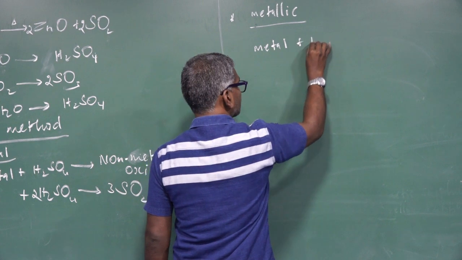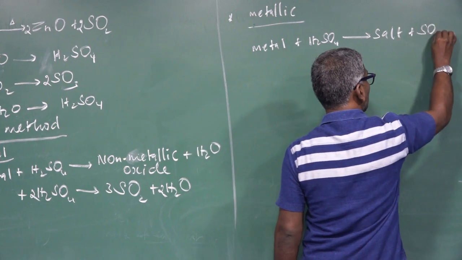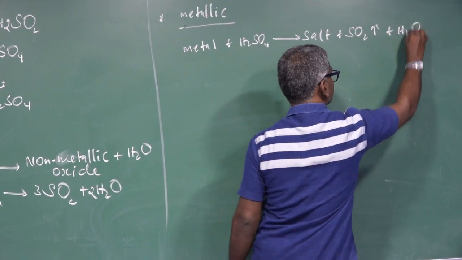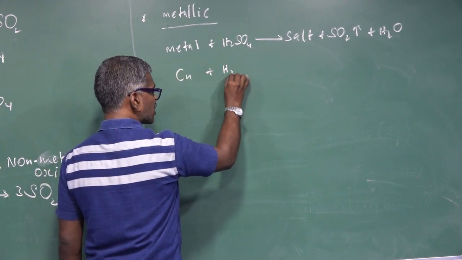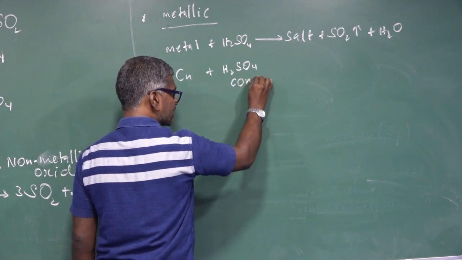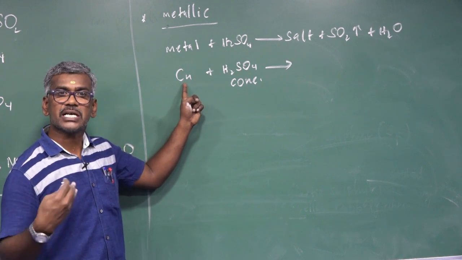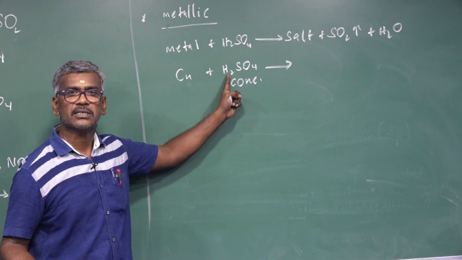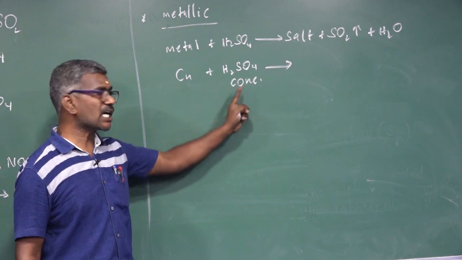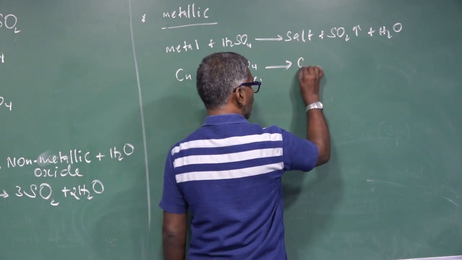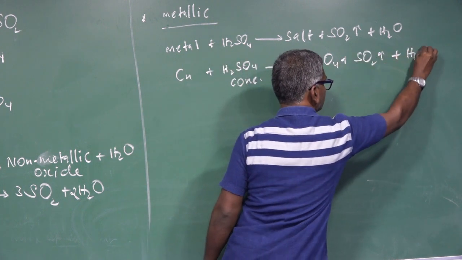Metal reacts with sulfuric acid to form salt plus SO2 as a gas plus water. This is the formula. Metal, for example copper, reacts with H2SO4, that is concentrated. Dilute sulfuric acid does not react with copper because copper is a weak reducing agent and cannot displace the hydrogen from dilute sulfuric acid, but they react in the presence of air. Here, metal reacts with concentrated sulfuric acid. What is the salt? Copper sulfate plus SO2 as a gas plus water.